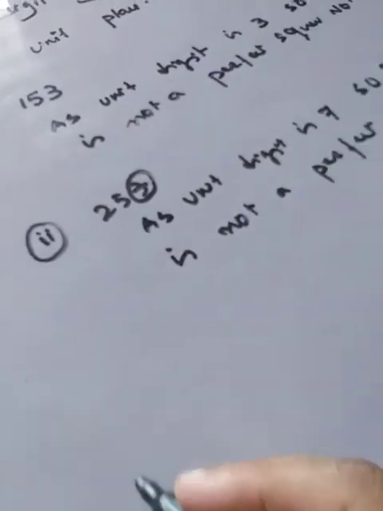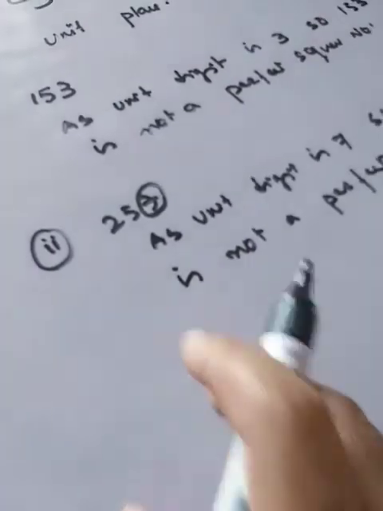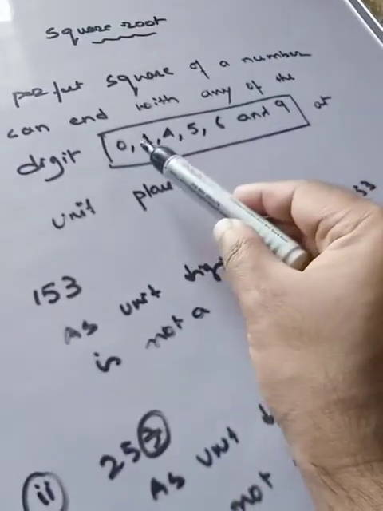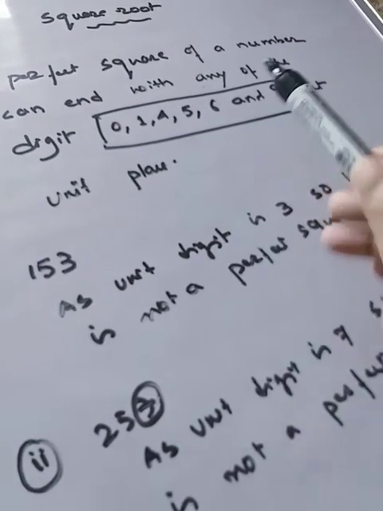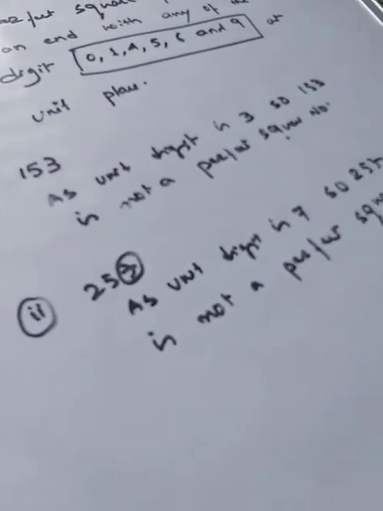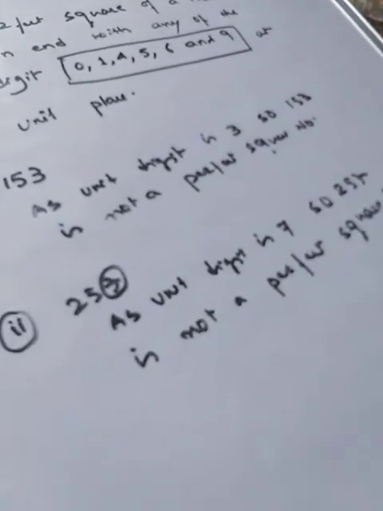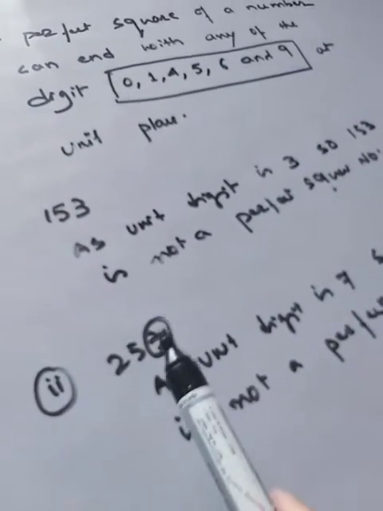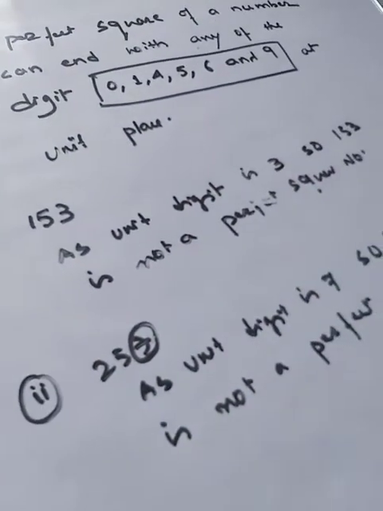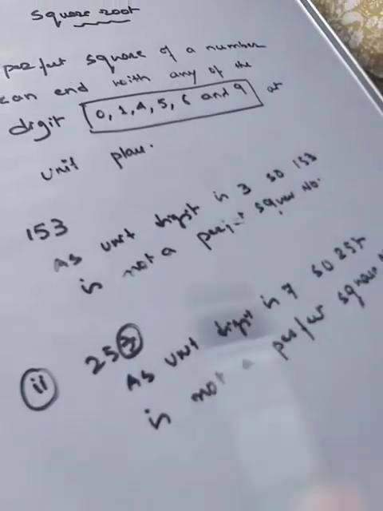Similarly, you will do the rest of the two sums. If you find that the unit digits are in this group of numbers, then that particular number could be a perfect square number. It's not that it will be a perfect square, but it could be. But if the unit digit is not in this set, then definitely you will write that those numbers are not perfect square numbers. It is as simple as this.